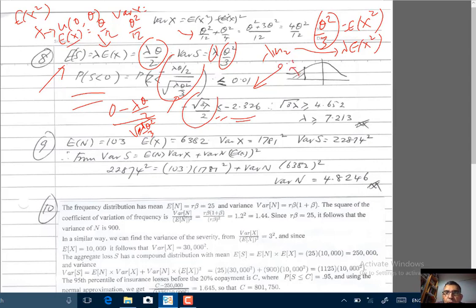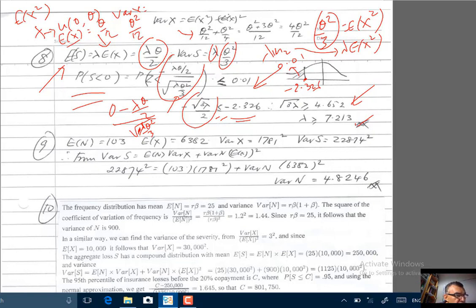This value here is 0.01. If you look up the value in the tables, you will get 2.326 with a negative in front. So this thing here must be less than or equal to minus 2.326. You clean this up a little bit, be careful there's a negative here. So you have square root of 3 lambda bigger than or equal to 4.652. Therefore your lambda must be bigger than or equal to 7.213. Giving you the response from the multiple choice, the correct response will be B.